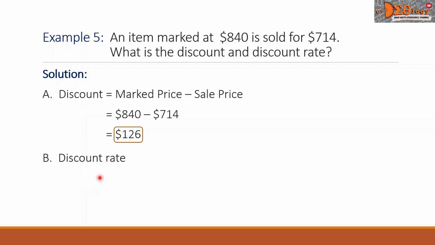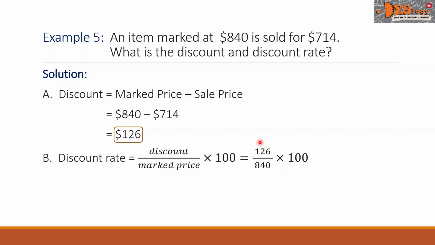Now for the discount rate. This is the formula. Discount divided by marked price times 100. The discount is this 126 and the marked price is our $840. When we substitute, it becomes like this: 126 over 840 times 100. When we simplify, the number becomes 15. Then we attach the percent sign. So the discount rate is 15%.